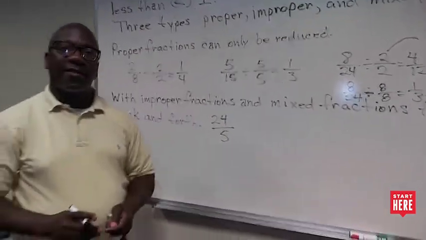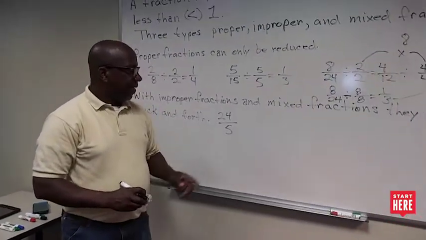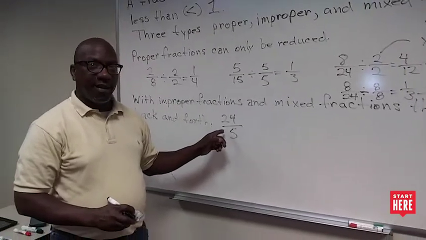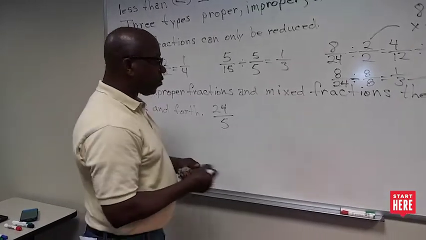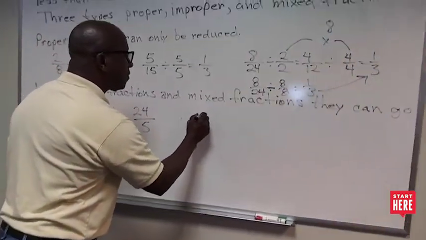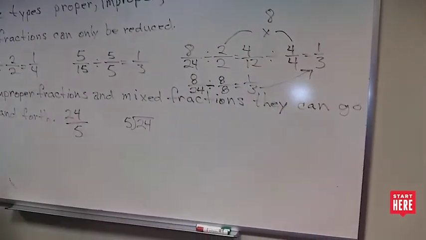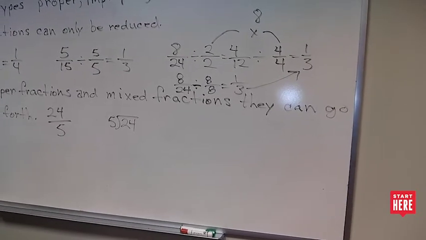Let's say we have 24/5. I'm dividing my bottom number into my top number. In other words, this is what I'm doing. I'm saying 5 into 24. Okay? So let's look at this.